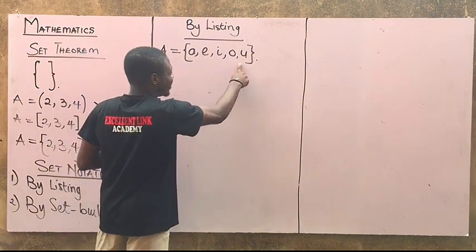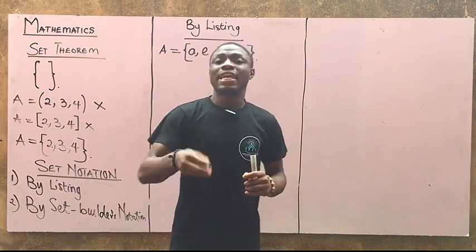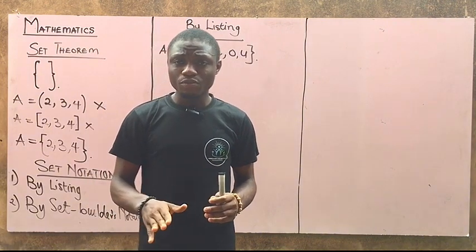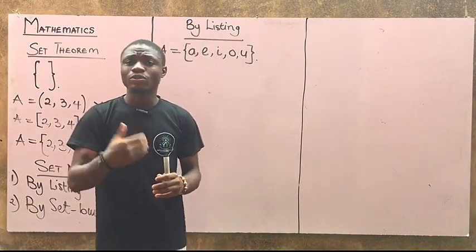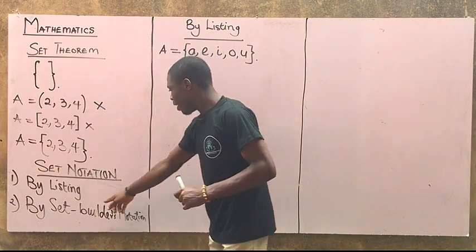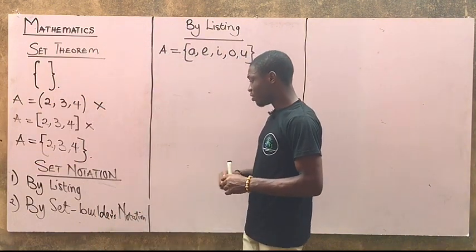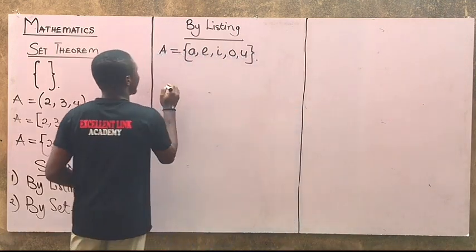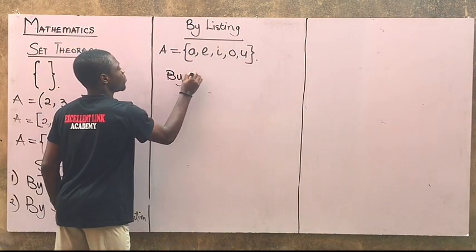So this is by listing. I listed out all the elements. That's the idea. When it comes to by listing, just list out all the elements. That's all. Right? So let's discuss set builder's notation.